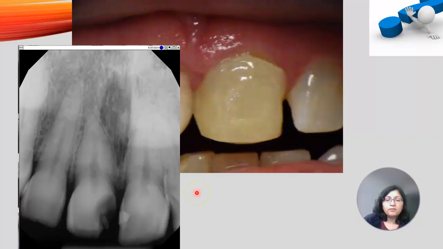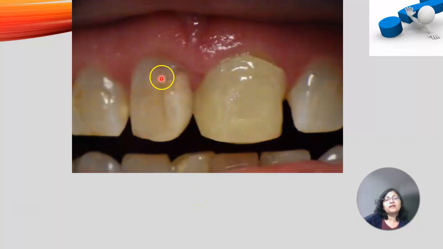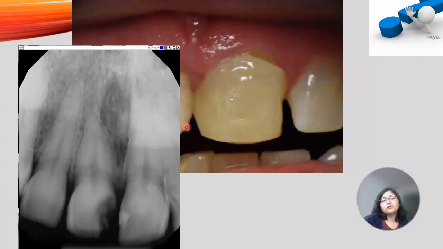Now, let me go back and show you what I did. I did restore this. But if this patient would have come to you, what would you have done, and why would you have done whatever the treatment planning in this case would be: extraction or restoration?